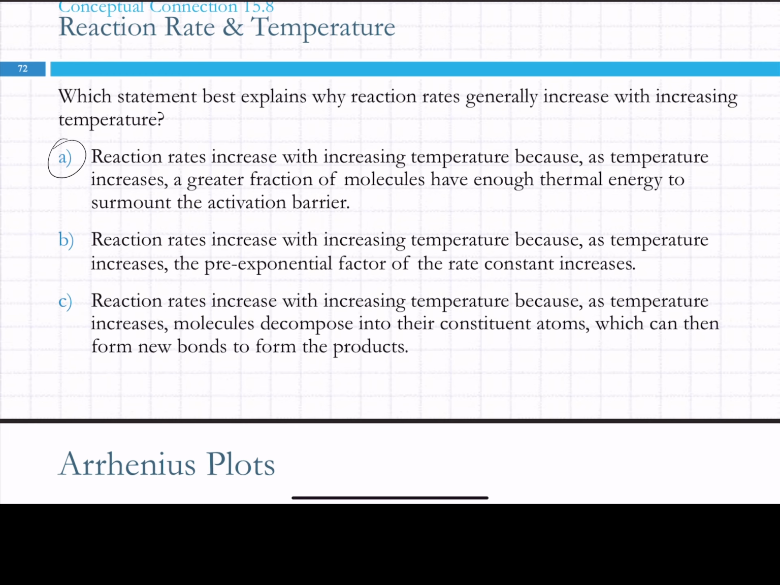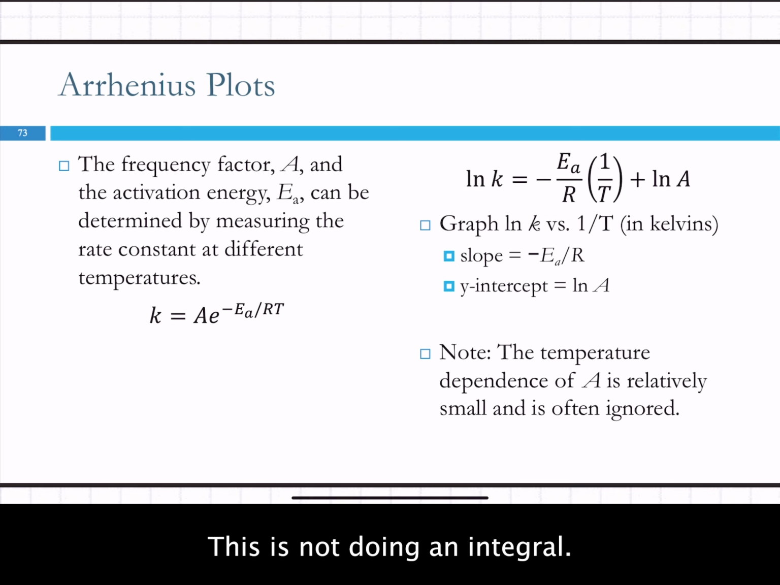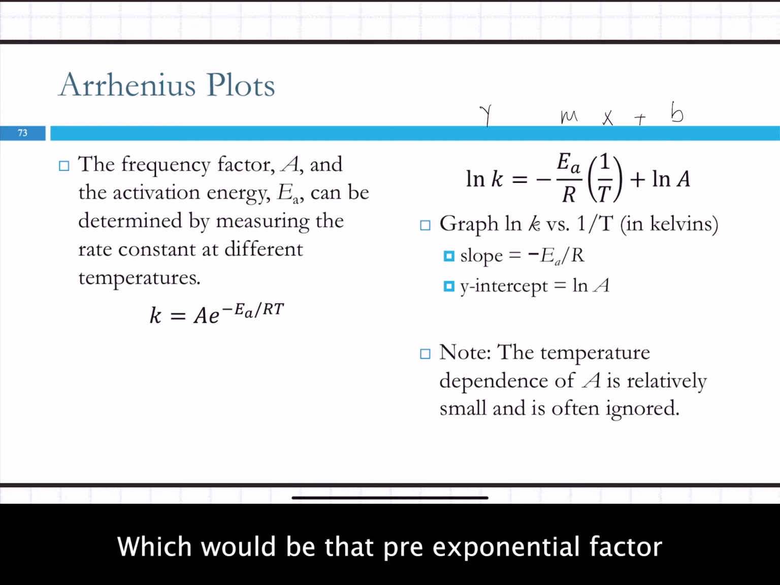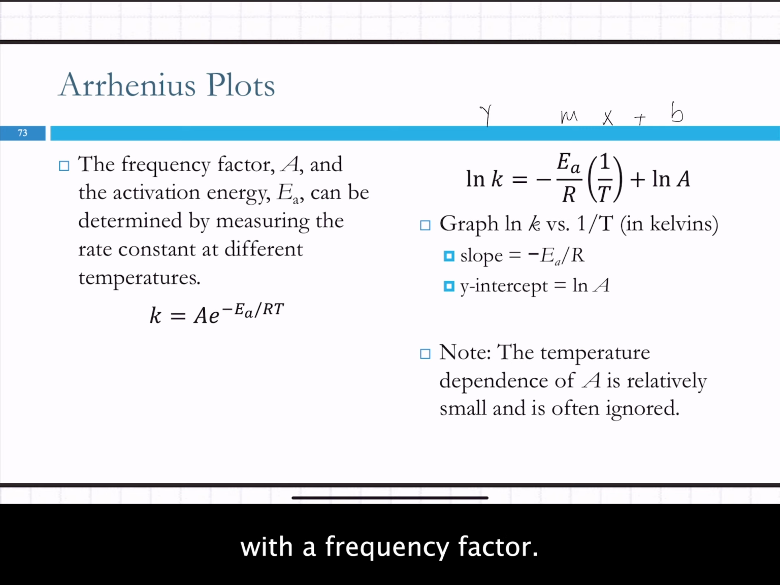All right, so we can take our Arrhenius factor and we can rearrange it. This is not doing an integral. We're just rearranging the factor to give us the form of a line. Right, our y equals mx plus b, y, and then the temperature here is x. The slope is the activation energy divided by R. And then plus b, the intercept is the natural log of A, which would be that pre-exponential factor, or the frequency factor.